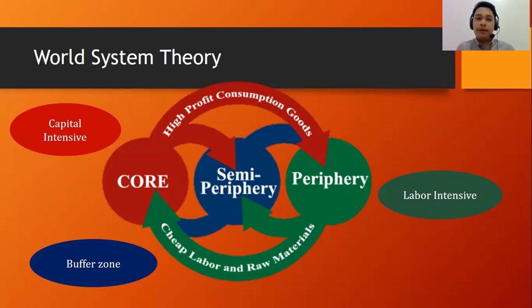Next is the semi-periphery. Sa semi-periphery, papasok dyan as a buffer zone kasi nasa gitna siya ng core at ng periphery. So hindi siya classified as periphery, hindi rin siya classified as core kasi masyadong extreme yung classification. Next is the periphery.